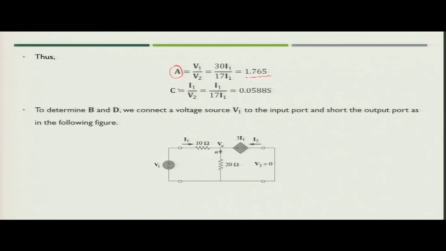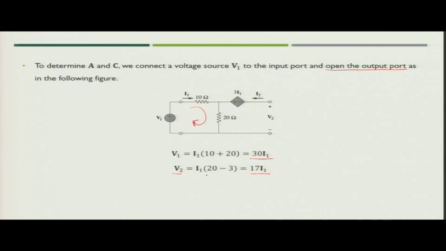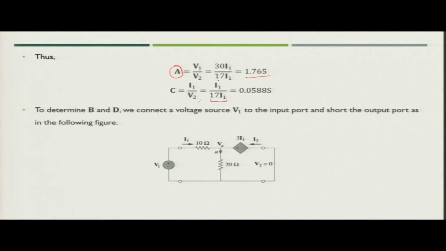Similarly, for C we know the relationship, C is nothing but the ratio of I1 and V2. So, C is equal to I1 upon V2. I1 we keep like this and write the value of V2 in terms of I1. This we just now calculated, V2 equal to 17 I1. So, we put the value and we get the value of C as 0.0588 Siemens, because this is admittance. So, you can set the unit also as Siemens in this particular case.